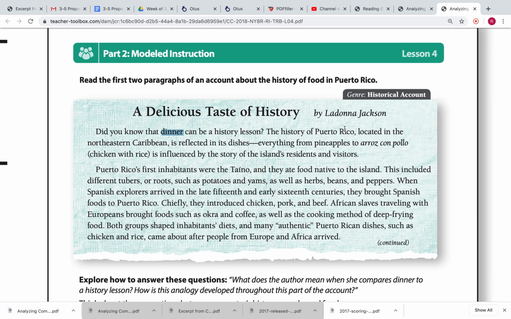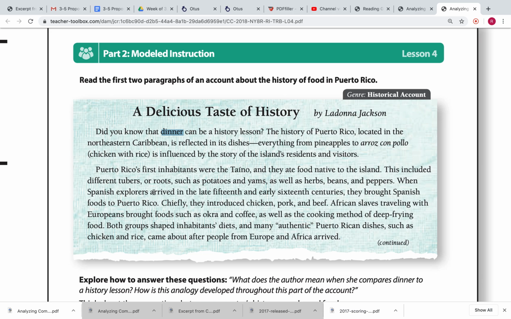The history of Puerto Rico, located in the northeastern Caribbean, is reflected in its dishes. Everything from pineapples to arroz con pollo, which is chicken with rice. All that is influenced by the story of the island's residents and visitors. Puerto Rico's first inhabitants were the Taino, and they ate food native to the island. So whatever food was available on the island, the first people that lived in Puerto Rico ate that food. This included different tubers or roots such as potatoes and yams, as well as herbs, beans, and peppers.